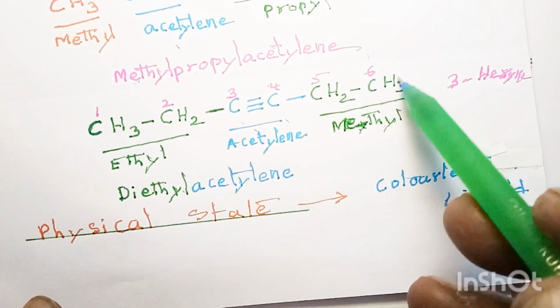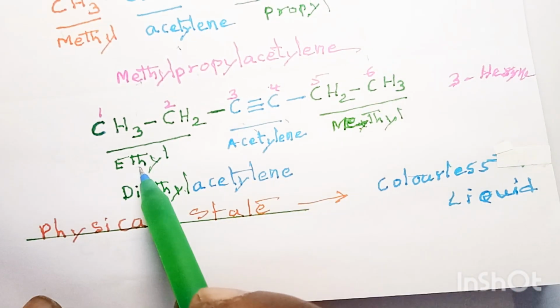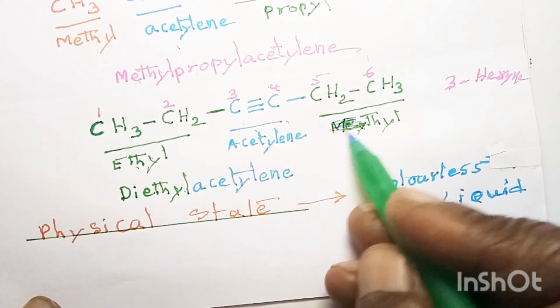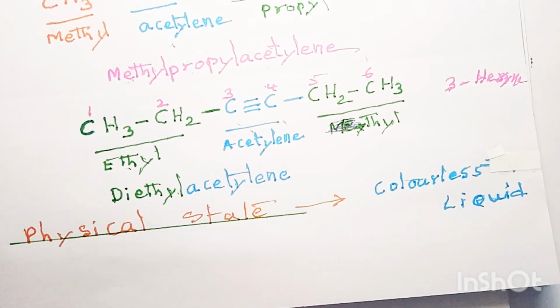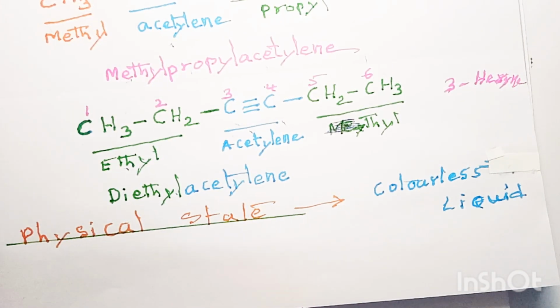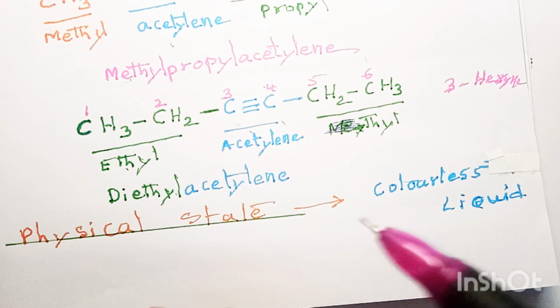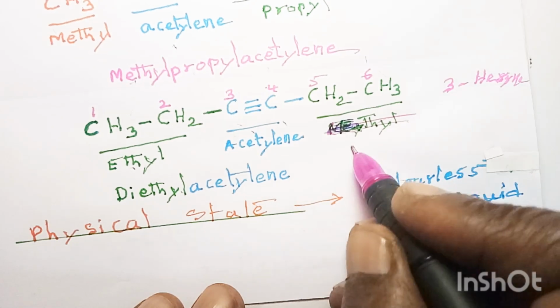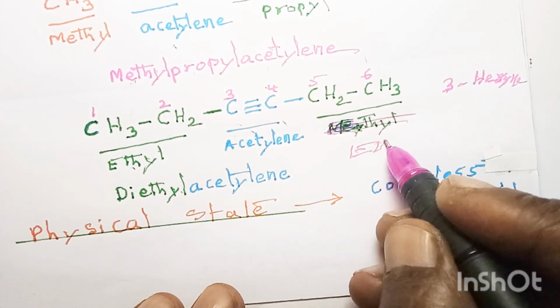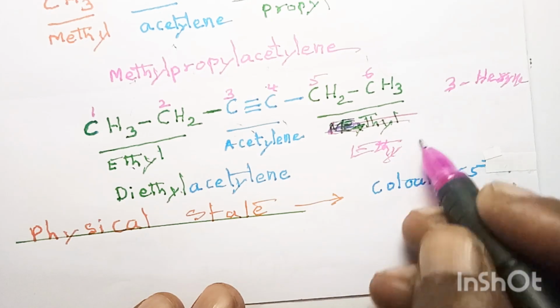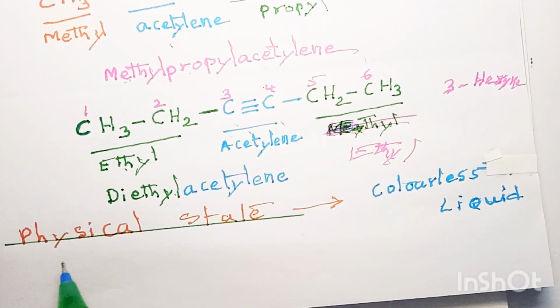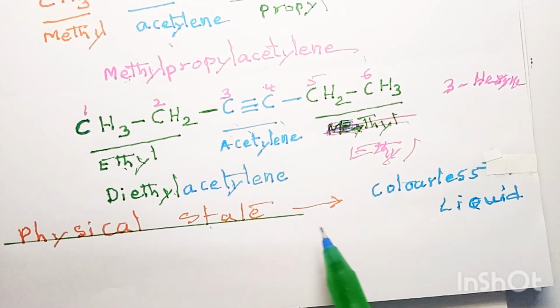On this side we have 2 carbon atoms. So this is one ethyl part, and this is another ethyl part. So you get diethyl acetylene. I'll write here: it is one ethyl part and this is another ethyl part. So it becomes diethyl acetylene.